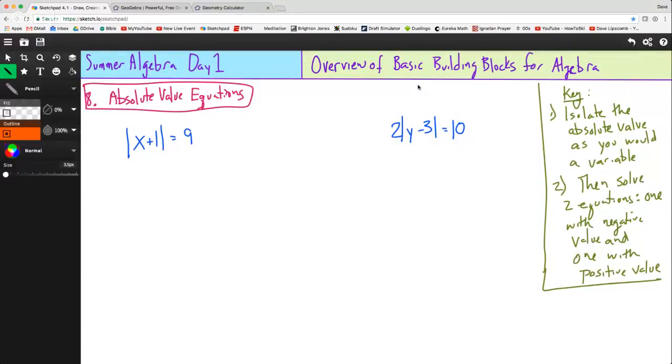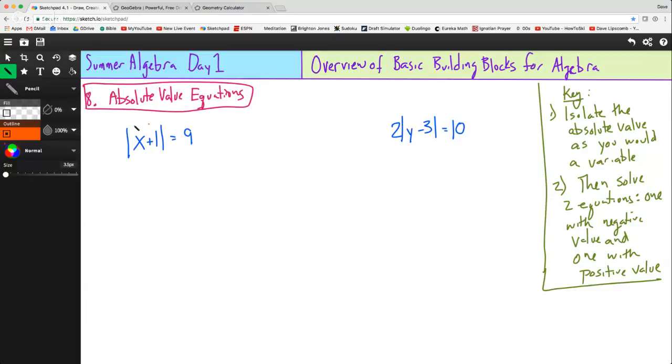Now, these are hard for some people, but let's see if we can break it down. These are always two-step problems. What you're going to do is pretend the absolute value is a variable, and solve for it, just like you would x or y. You're going to solve for this. You're going to solve for this. And this one's already solved for them. And then you're going to build two equations, one with the negative and one with the positive value, and then you're going to solve. And you're going to get two answers, generally.